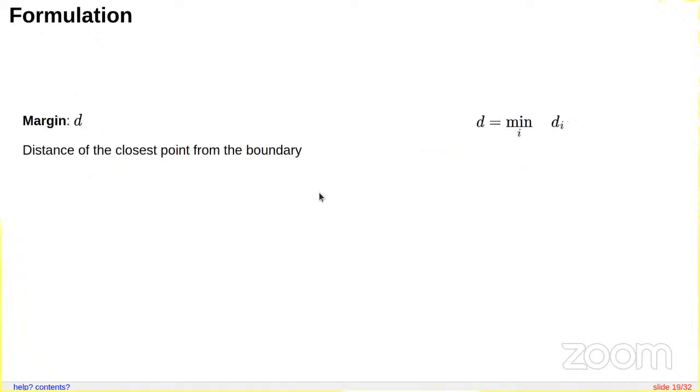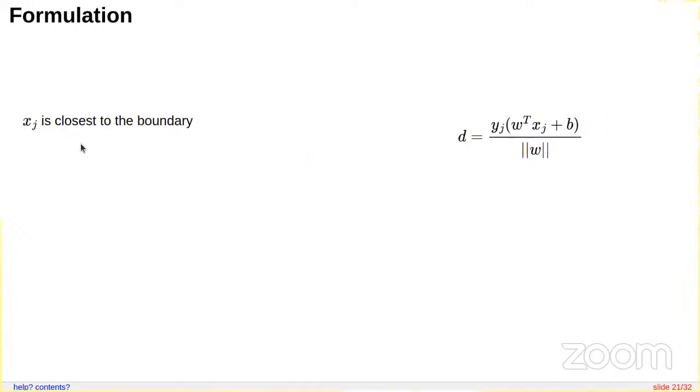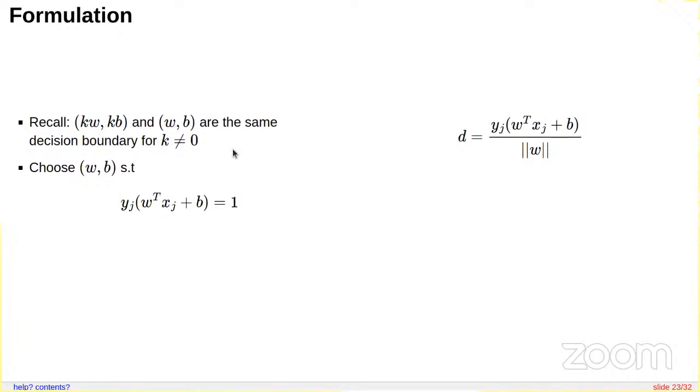The margin is nothing but this. We have to minimize this over all the distances, which is the same as this. So assume that the point which is closest to the boundary is Xj, then the margin will become this particular value. Now, since there are several values of W and B which correspond to the same decision boundary, we are going to choose a particular W comma B, right?